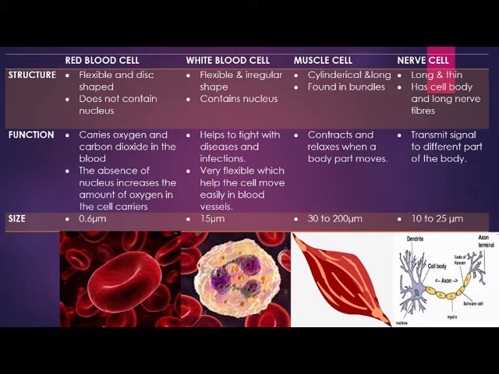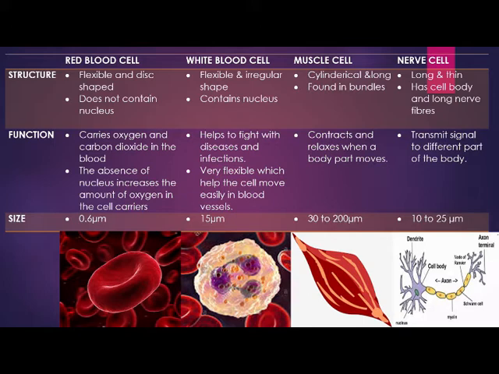Red blood cell, RBC. The structure of RBC is flexible and disc shaped. They do not contain a nucleus. The function of RBC is that they carry oxygen and carbon dioxide in the blood, and the absence of a nucleus increases the amount of oxygen the cell carries. The size of a red blood cell is 0.6 micrometer.